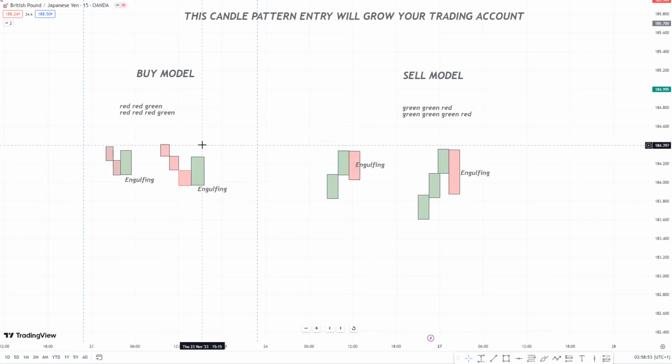My chart is calibrated to show bearish candles as red and bullish candles as green. It could be different in your own chart. So for this buy model, you need 2 or 3 bearish candles and 1 engulfing bull candle. For the sell model, you need 2 or 3 bullish candles, so green candles, and 1 engulfing red candle. Just the same thing flips.